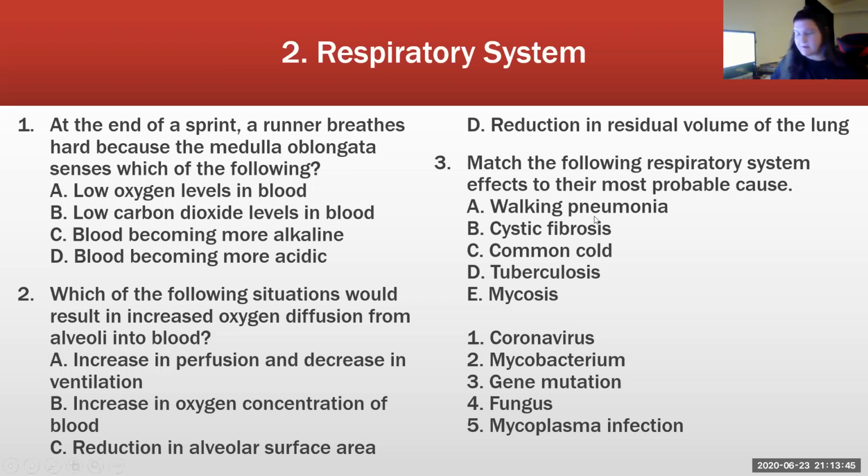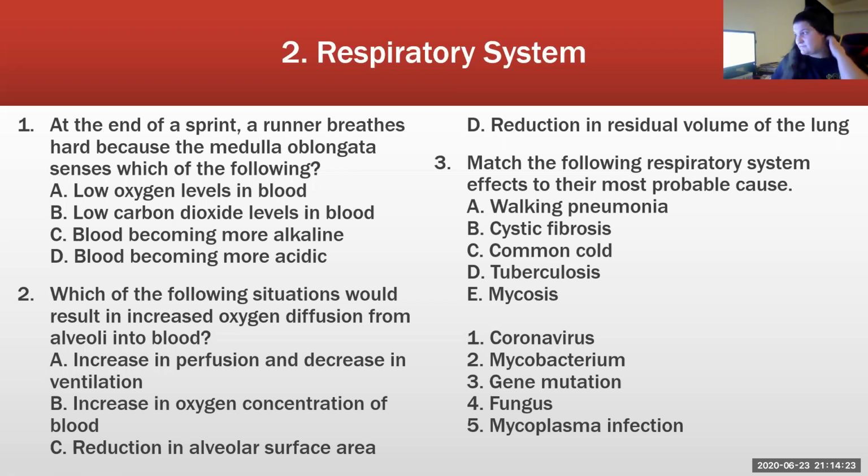So B, cystic fibrosis is matched with 3, gene mutation. Cystic fibrosis is usually caused by an inherited gene mutation in the chloride transporter in the lung. Due to this disorder, thick mucus accumulates in the lung, causing problems with ventilation and promoting secondary infections. C, common cold, equates to 1, coronavirus. Coronaviruses are common viruses that typically cause mild to moderate upper respiratory tract illnesses like the common cold. Now, again, that's what the book says. We know that COVID-19 is a lot more serious than that.